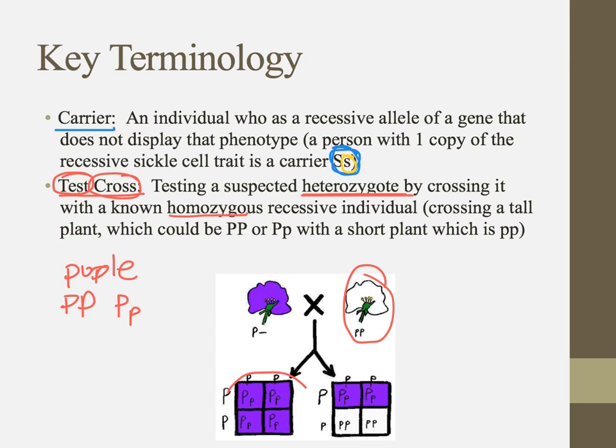And if all of their offspring turn out to be purple, then it must be that my original unknown individual was homozygous dominant. If half of them turn out to be white, that must be that my unknown individual was heterozygous. So it's a way that we can figure out the genotype of an individual that has the dominant phenotype.